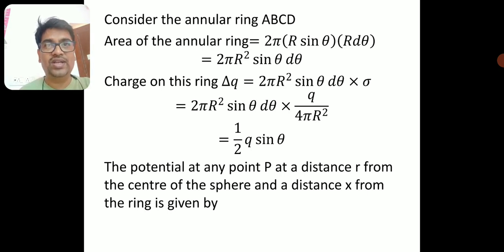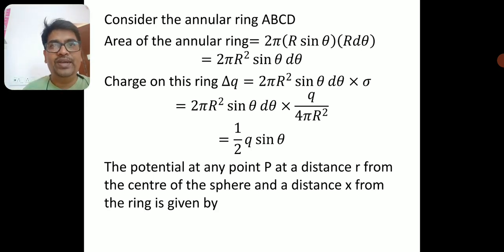Now, what is the charge on the annular ring of area 2 pi R square sine theta d theta? It has to be the multiplication of that. So it is 2 pi R square sine theta d theta, which is the area of the annular ring, multiplied by the charge per unit area sigma, will give us the total charge on the annular ring, which is a very small charge, so it is represented as delta Q.